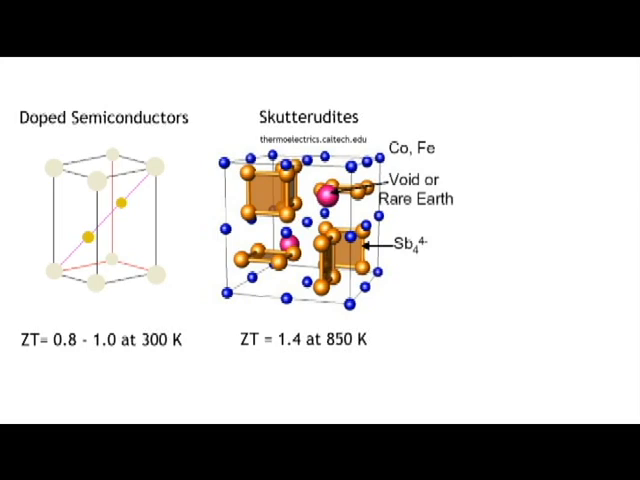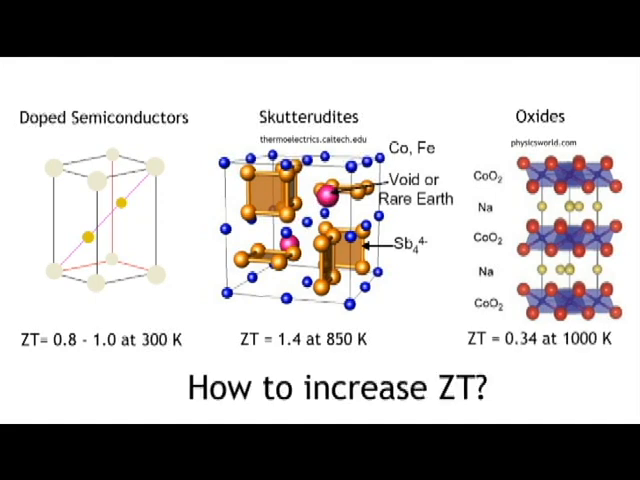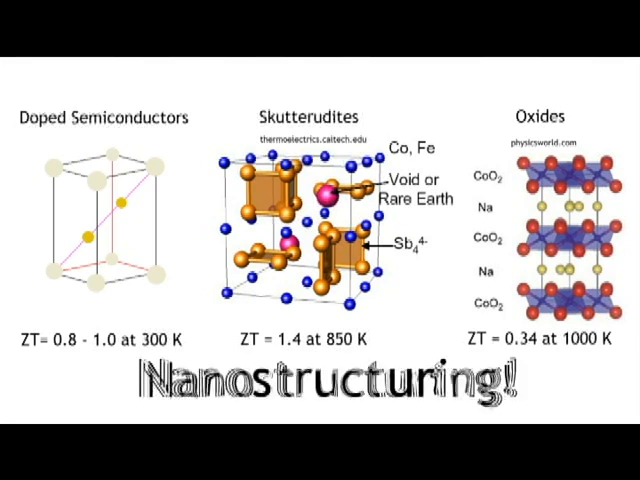Skutterudites are also materials consisting of cobalt, nickel, or iron arsenides, which have a unique cubic lattice structure that can accept rare earth elements that decrease its thermal conductivity. Skutterudites have produced a figure of merit of 1.4 at high temperatures. Certain oxides have also shown thermoelectric properties at high temperatures, although their figure of merit is not as high as other structures. How do we increase the figure of merit?